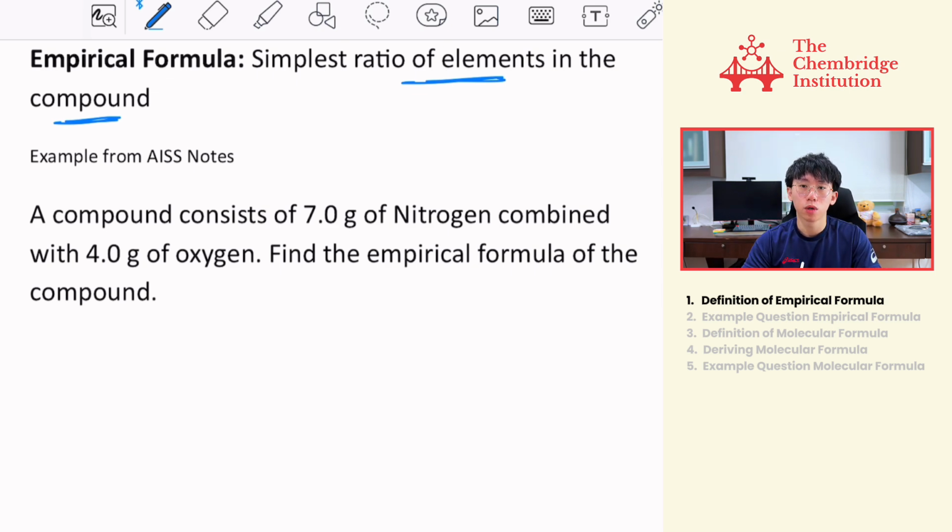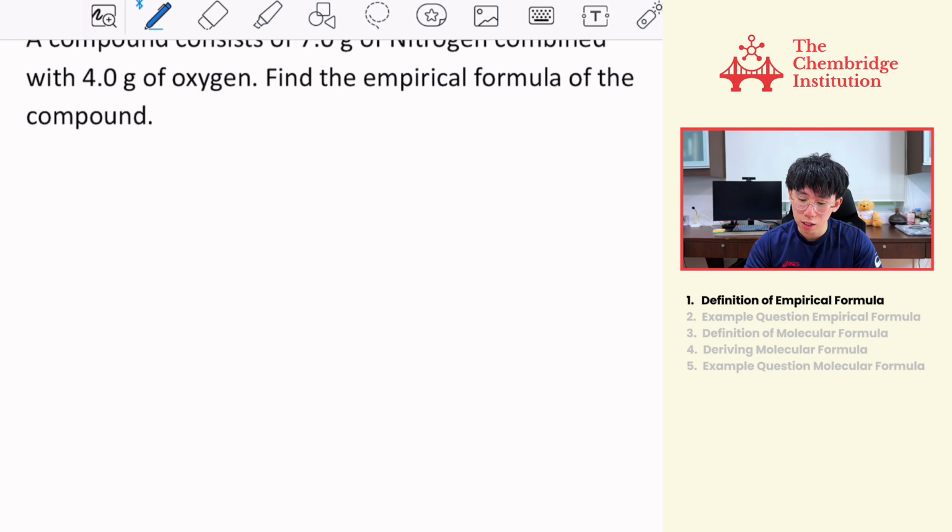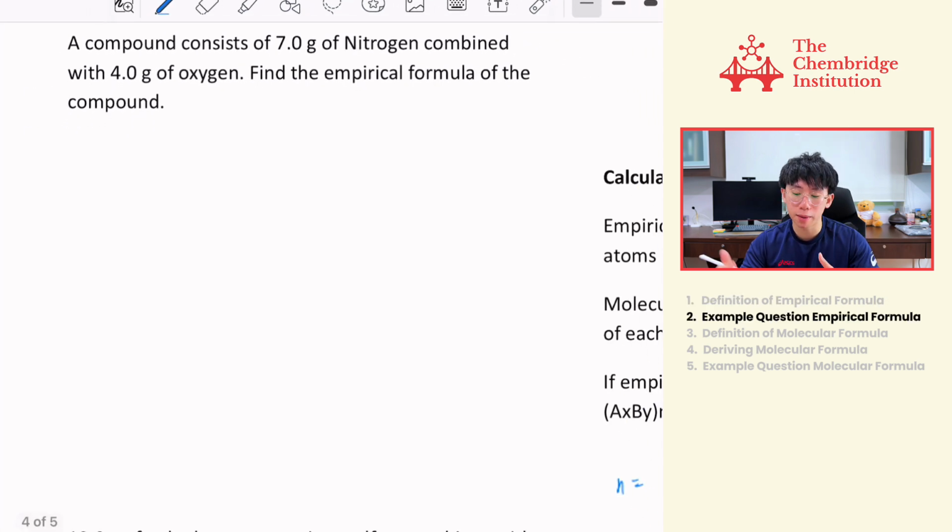All right, so this is a method that involves you drawing a table. I repeat again, you must draw the table. It is very important. You not drawing the table will lose you marks. So how do I do this? Let's say a compound consists of 7 grams of nitrogen combined with 4 grams of oxygen, and you want to find the empirical formula. You must draw the table.